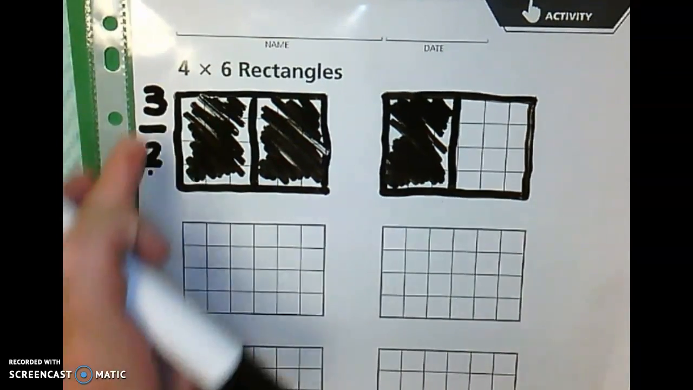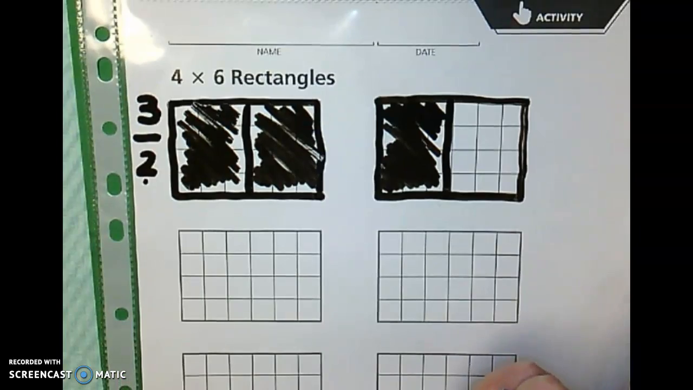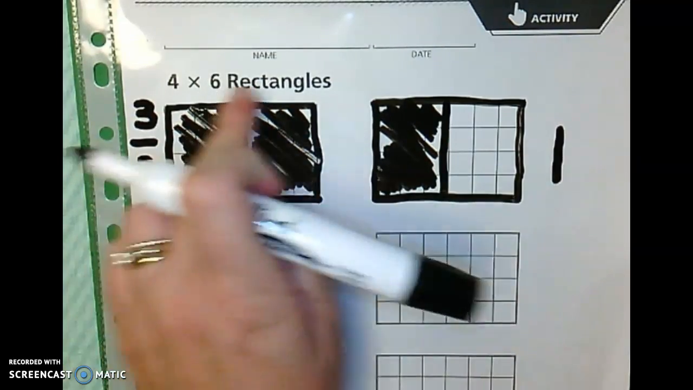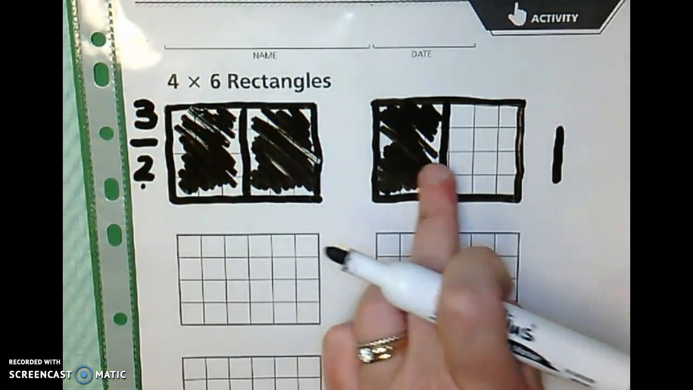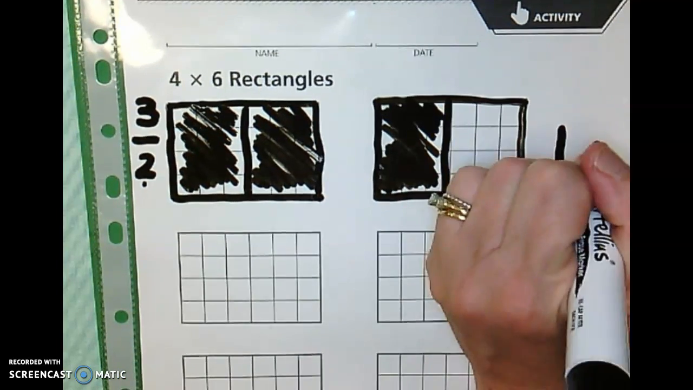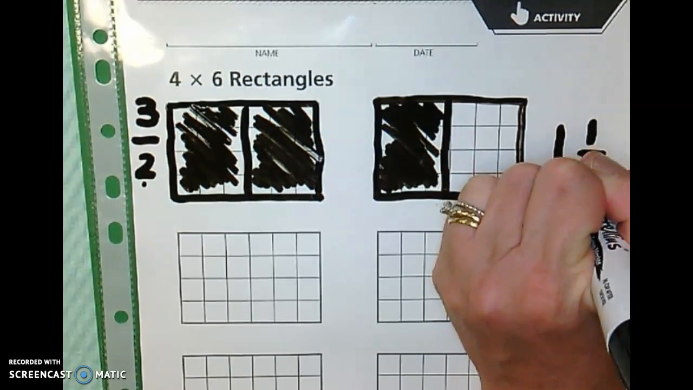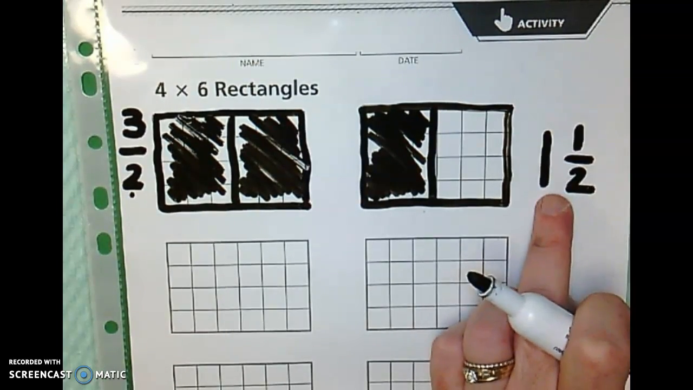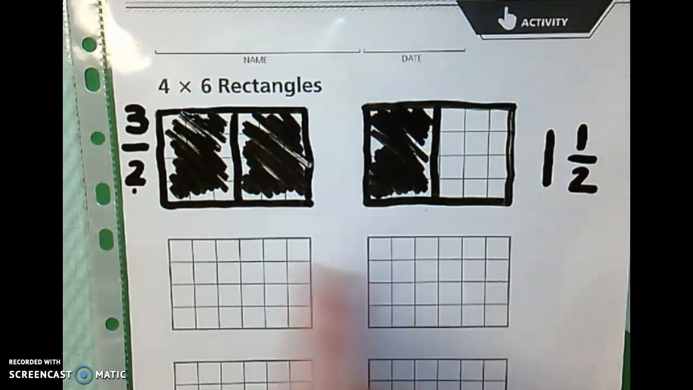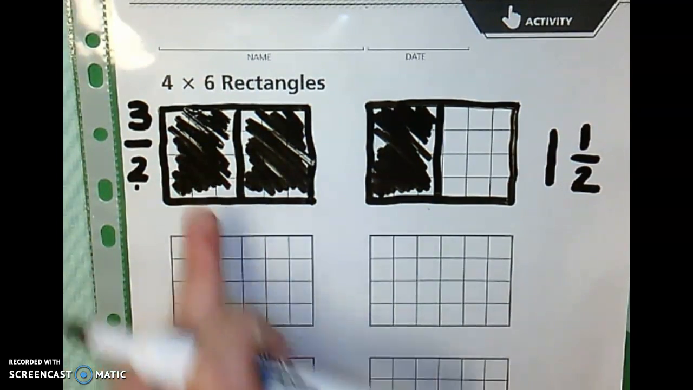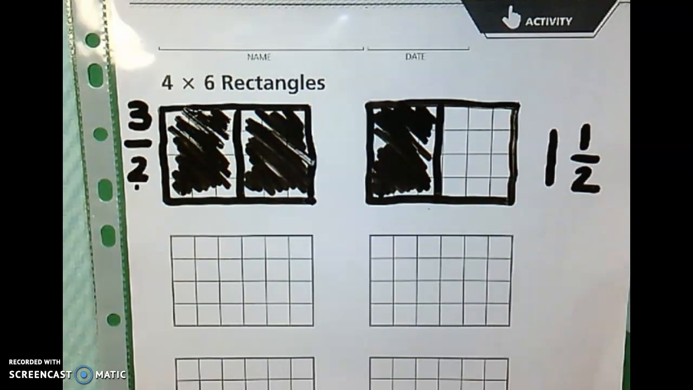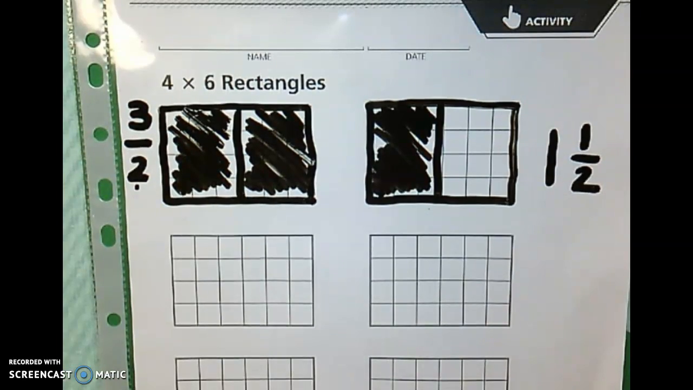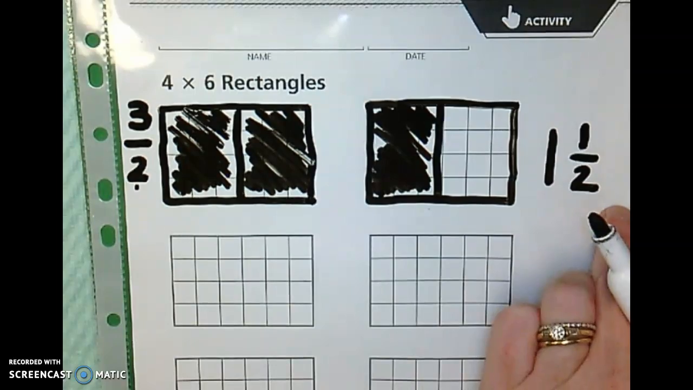So we're going to write this improper fraction into what we call a mixed number. A mixed number has a whole number. There's our whole rectangle shaded in. And it has a fraction. And this fraction would be 1 piece out of 2. And we say this mixed number as 1 and 1 half, because there is 1 whole rectangle shaded in, and there is half of another whole rectangle shaded in. So 3 halves is equivalent or equal to 1 and 1 half.